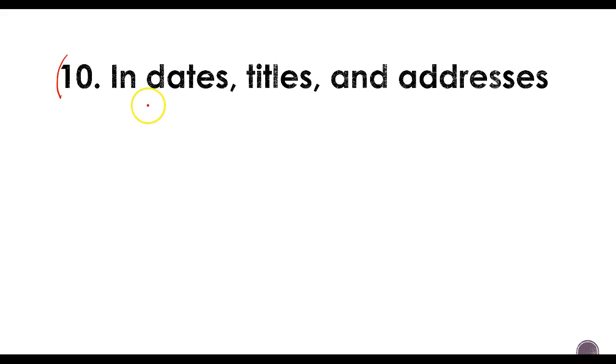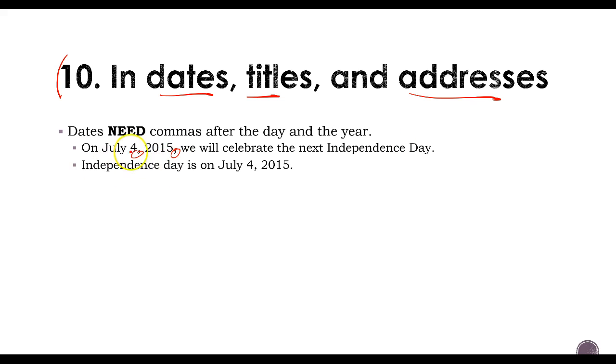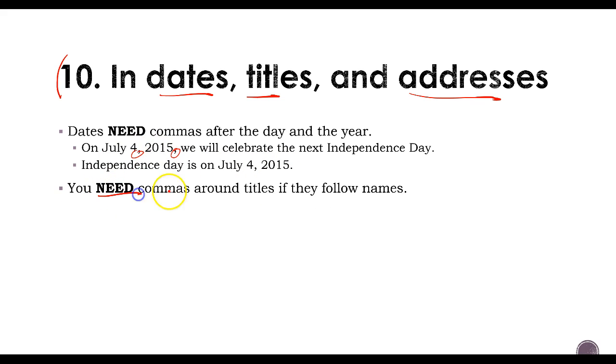So let's move on to our final commandment. Commandment 10, you need commas in dates, titles, and addresses. You need commas after the day and the year if you include them in a sentence. On July 4th, 2015, we will celebrate the next Independence Day. Whenever you include a date and a year in a sentence, you need commas around them, except if the year is at the end of a sentence. Independence Day is on July 4th, 2015. That one's pretty straightforward.